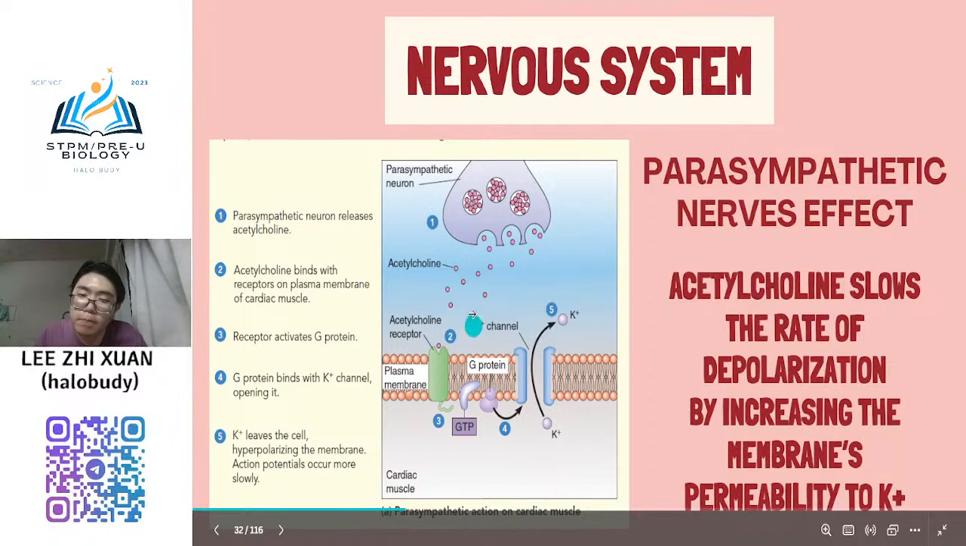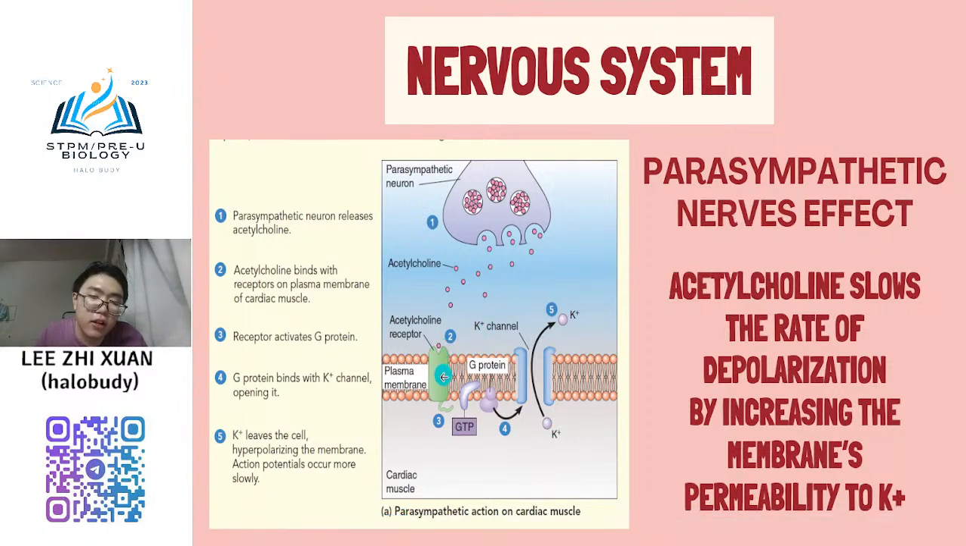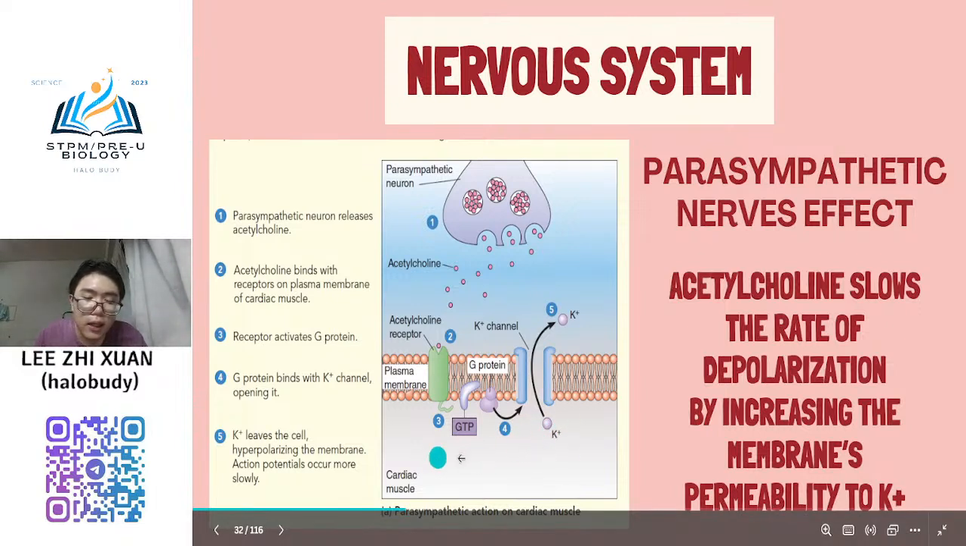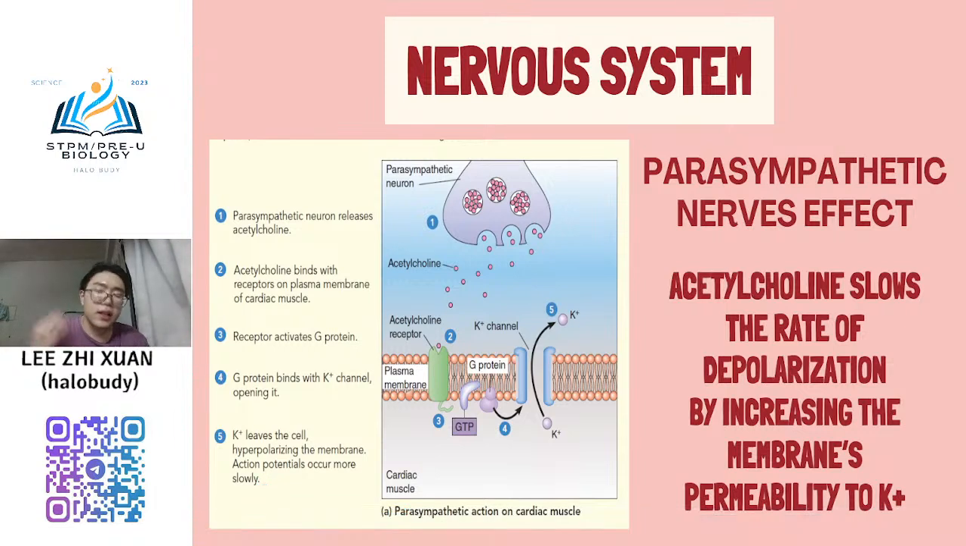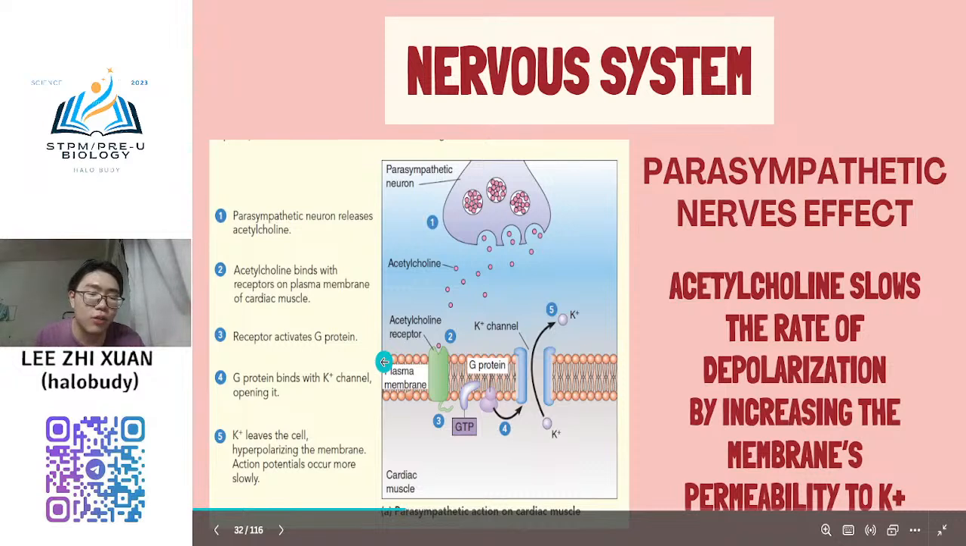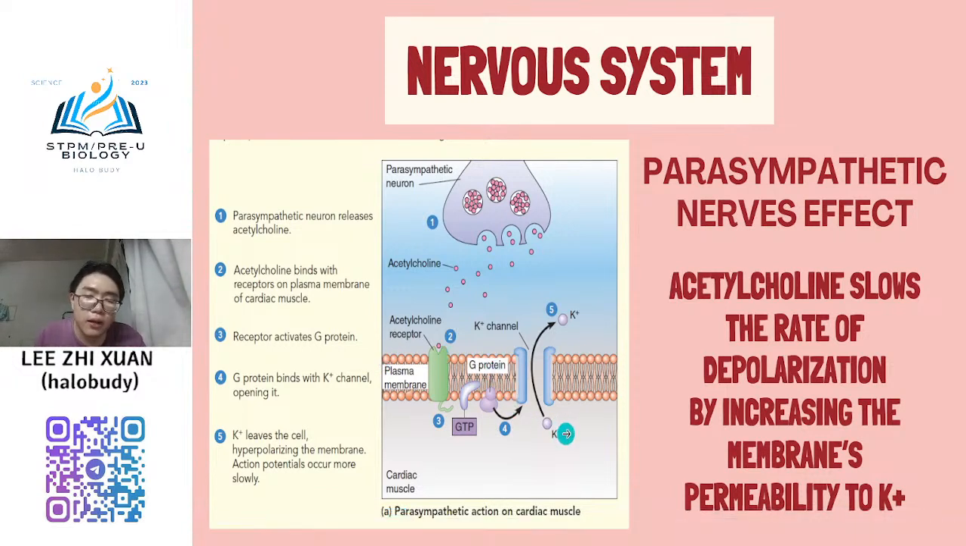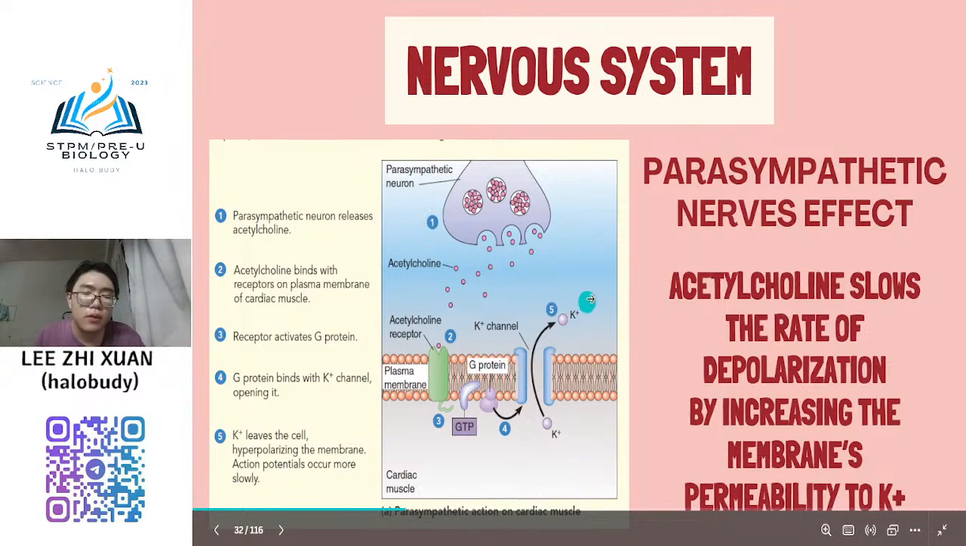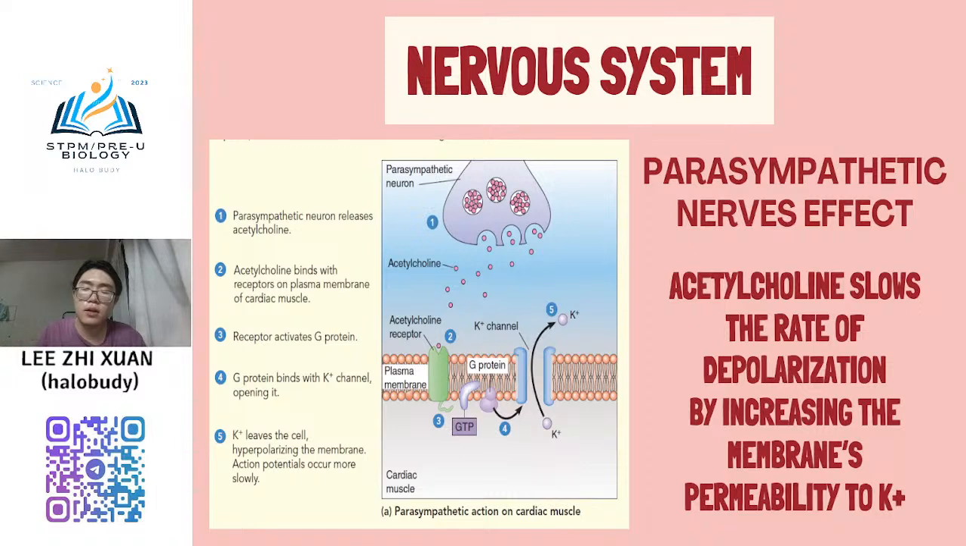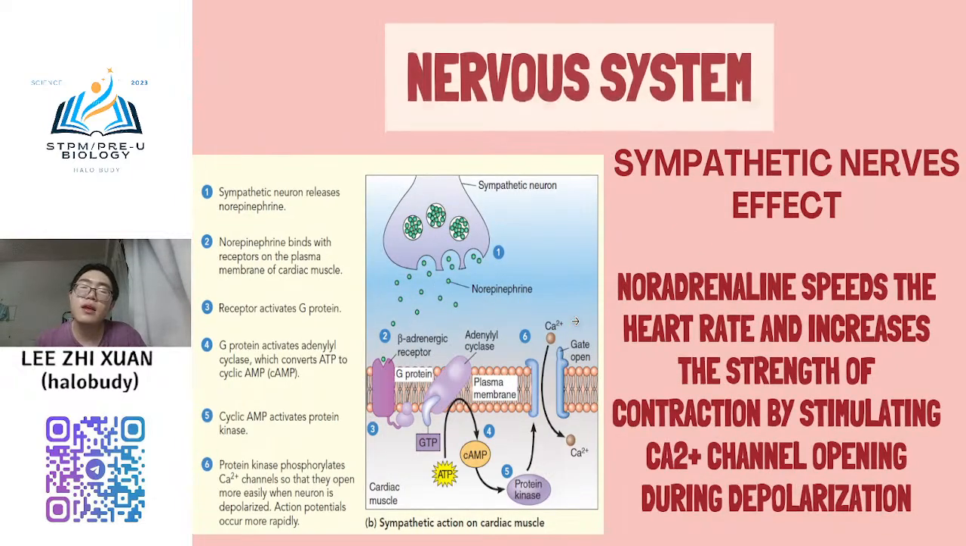So the acetylcholine will bind to the acetylcholine receptor, and then the G protein receptor will activate the G protein, and this G protein will bind to the potassium channel to open it, and then the potassium ions inside the cardiac muscle will be released out. This will cause the action potential to occur more slowly. You learn this in chapter 3, so for now I don't need to explain in detail. Later you will know why the potassium ion is released out and can reduce the signal.